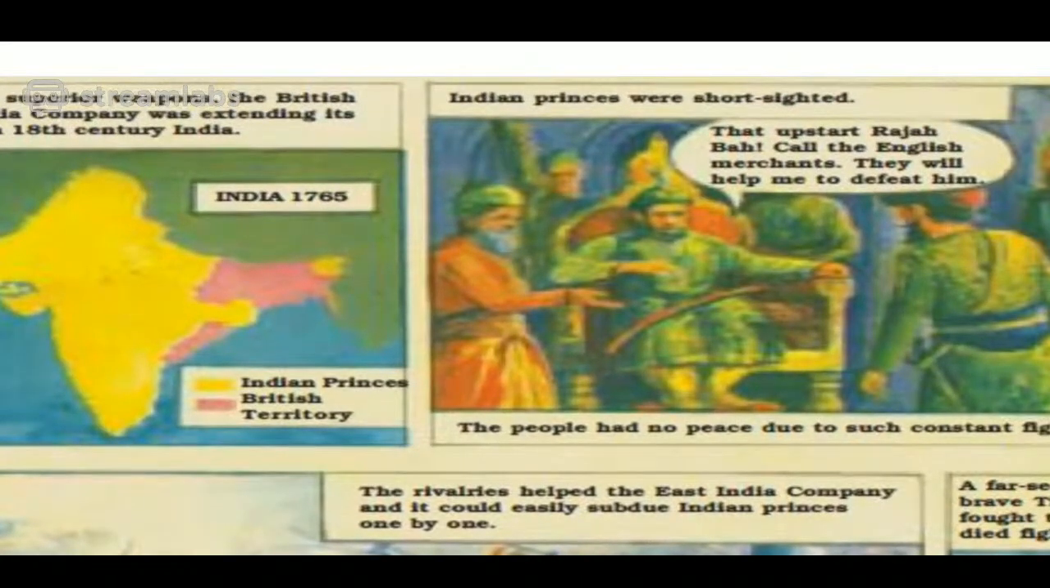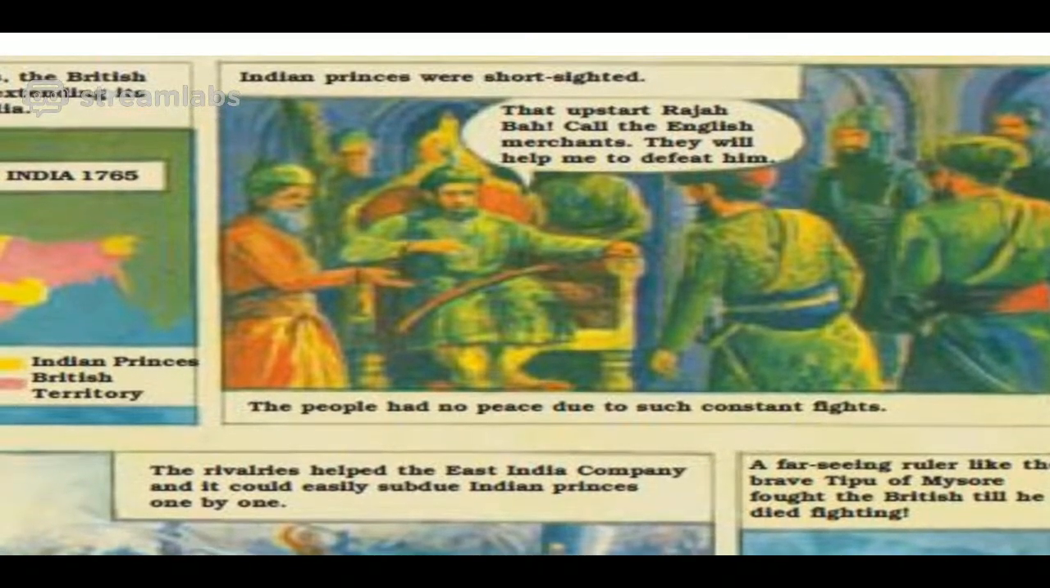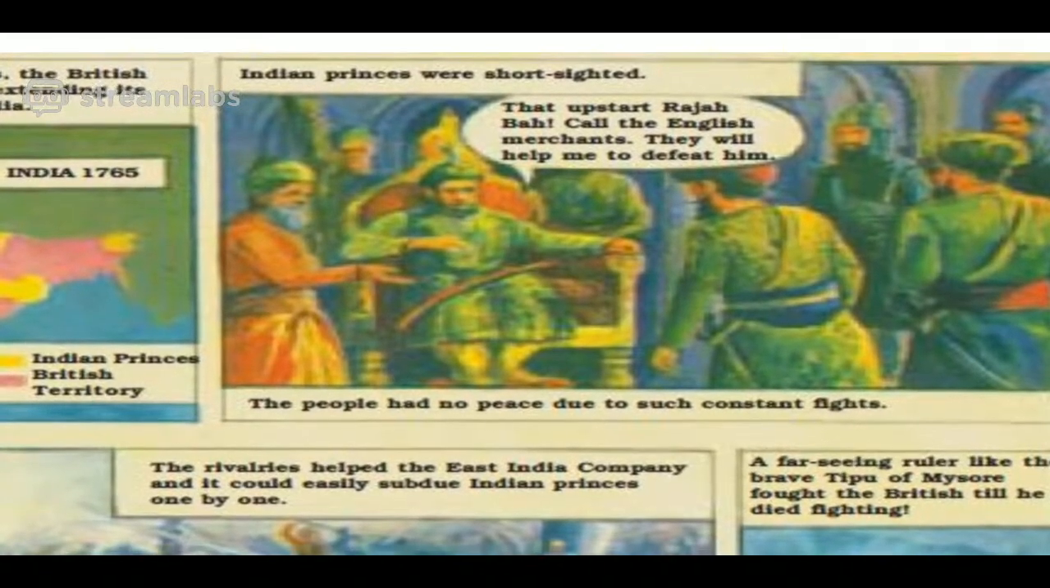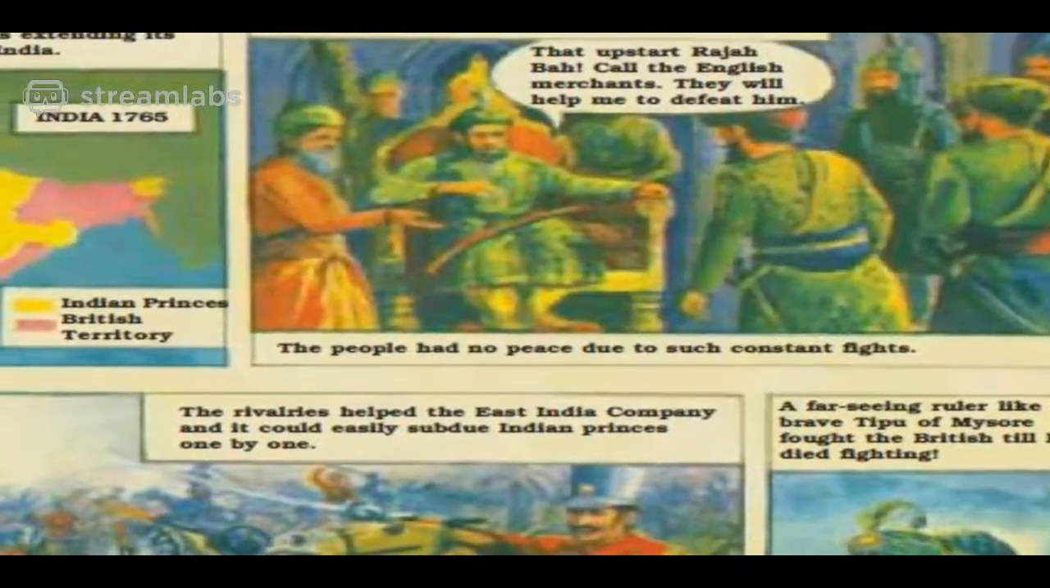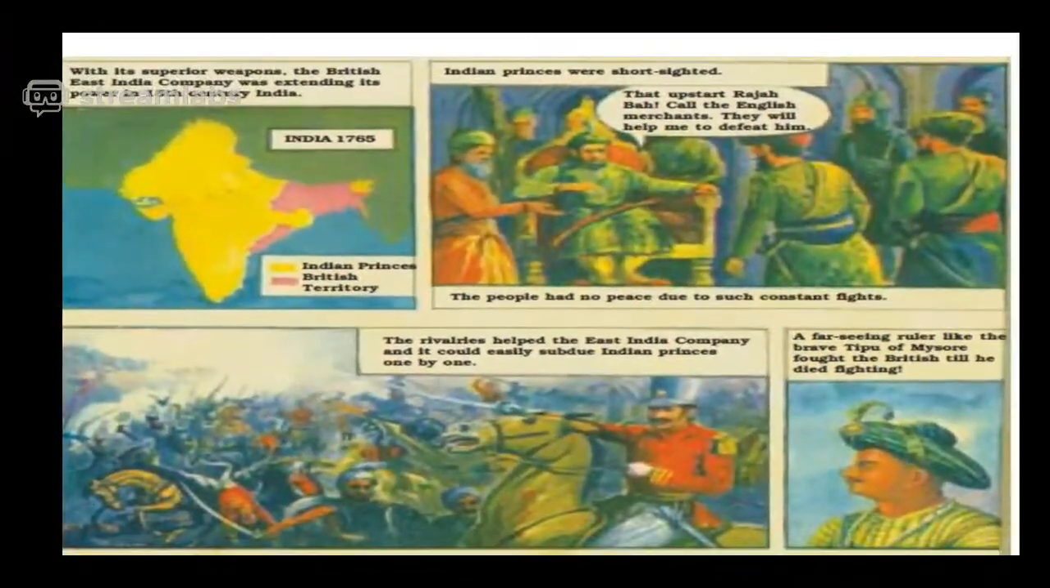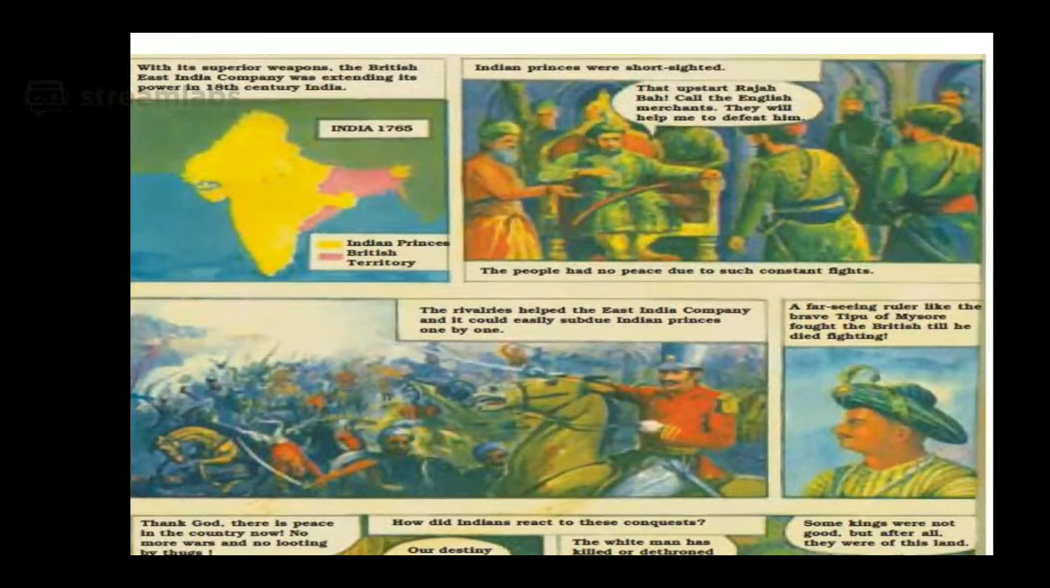So here, what is the king saying? That upstart Rajah, call the English merchants. They will help me to defeat him. The people had no peace due to such constant fights because they were not united. So there were a lot of battles among each other.